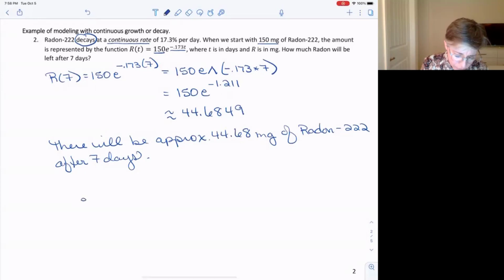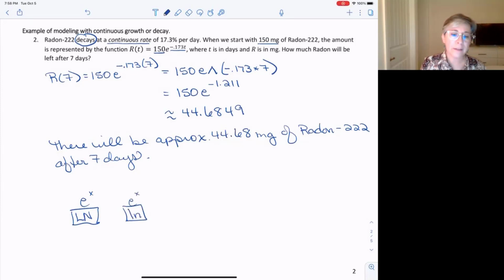Now, that e to the x, you can find that above your natural log function. So it looks like this, either capital L, capital N, or your calculator might use a lowercase l, lowercase n, usually on the left-hand side of the calculator. So you'd need to use your second function to get to that e to the x.